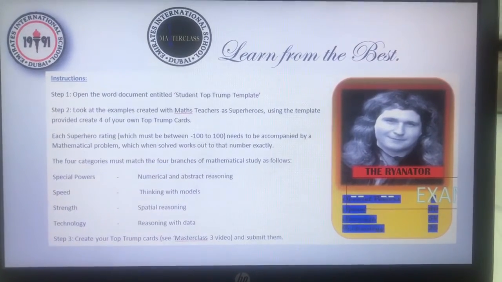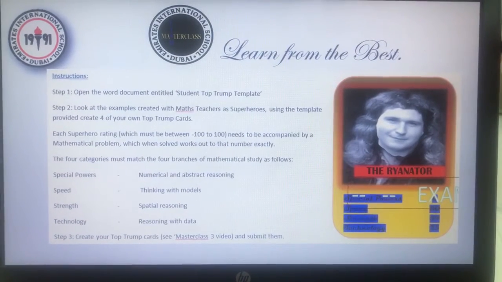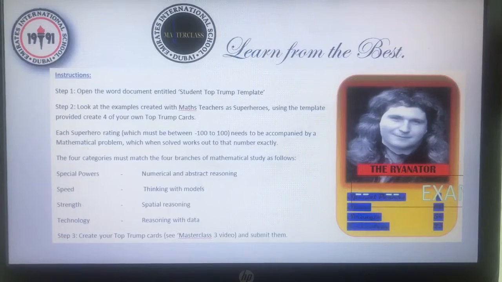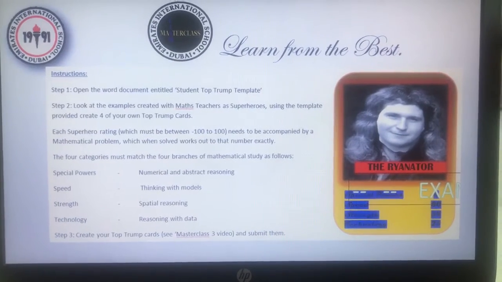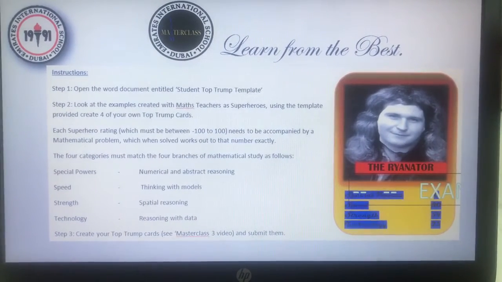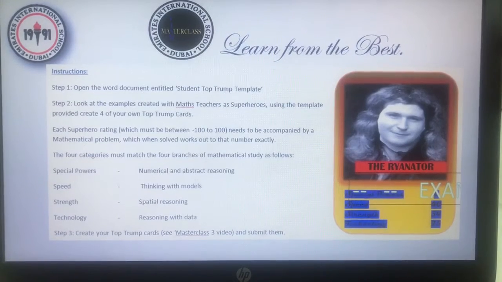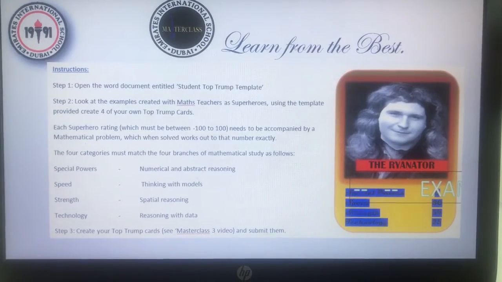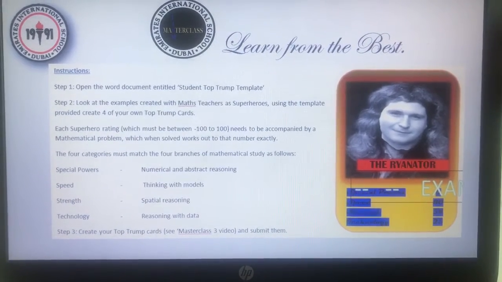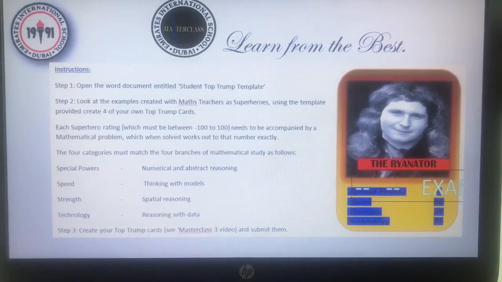The 4 categories will match the 4 branches of mathematical studies. So special powers must be numerical and abstract reasoning, speed must be thinking with models, strength must be spatial reasoning, and technology must be reasoning with data.